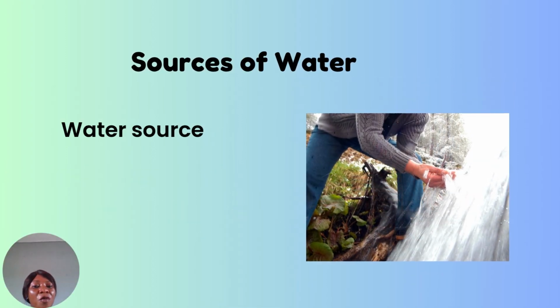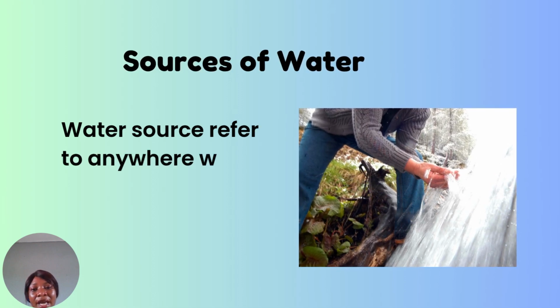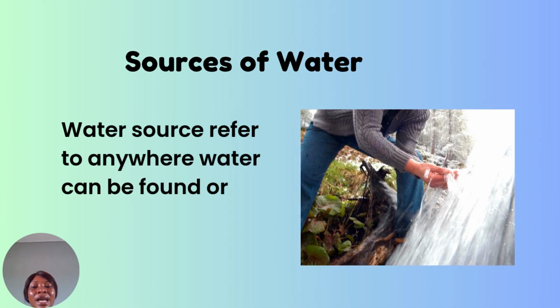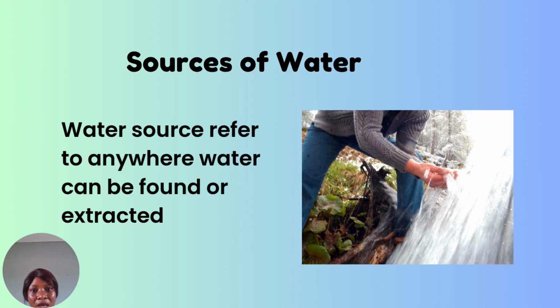Now we have sources of water. When you hear sources of water, it refers to anywhere water can be found or extracted. Sources of water means somewhere or anywhere that you can get water from. Generally, water vapor in the air is the origin of water directly or indirectly. So this water can be grouped as follows: rainwater, well water, tap water, upland water, and pipe-borne water.